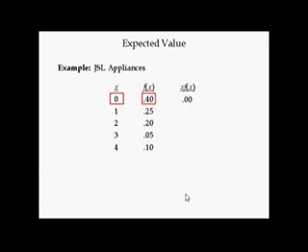The first product is x times its probability of 0.40, which is 0.00. The second product is the second value of x, 1, times its probability, 0.25, which is 0.25. Then we take 2 times its probability, 0.20, which is 0.40. Then we take 3 times 0.05, which is 0.15. And then 4 times its probability of 0.1, which is 0.40. The sum of this column is called the expected value of x. On any given day, they expect to sell 1.2 TVs.